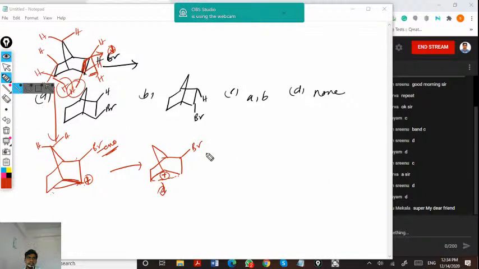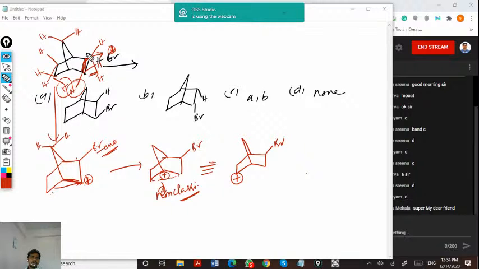Okay, so resulting into another carbocation which is here. So this and this both are same, which are converted through a non-classical carbocation.